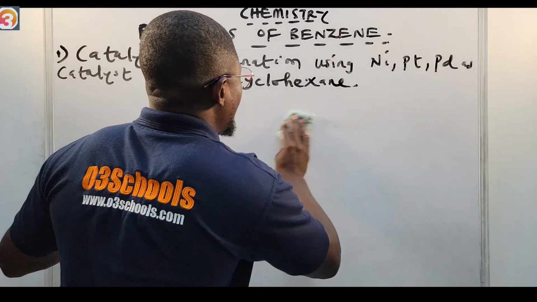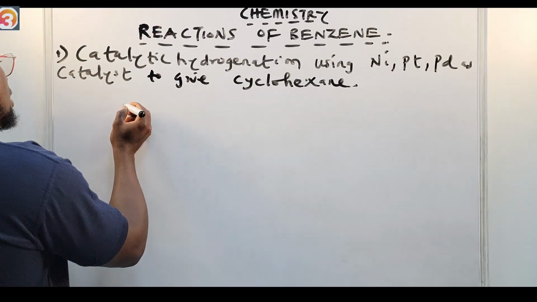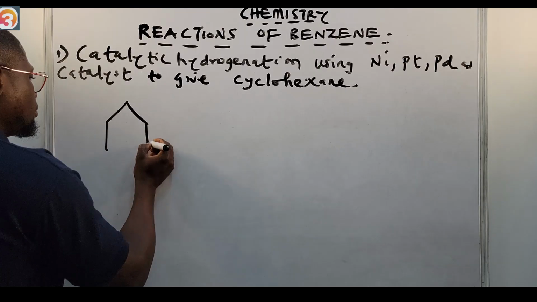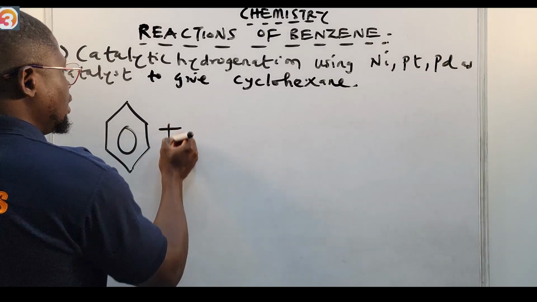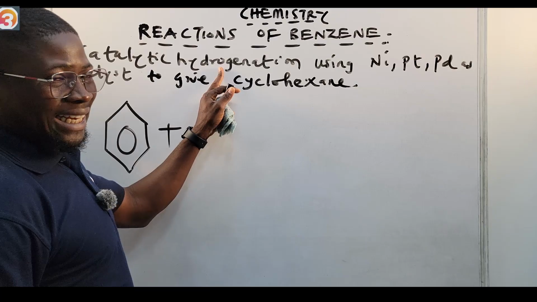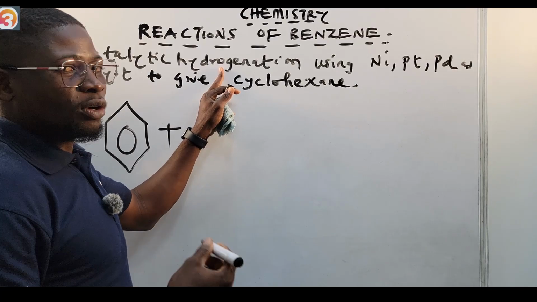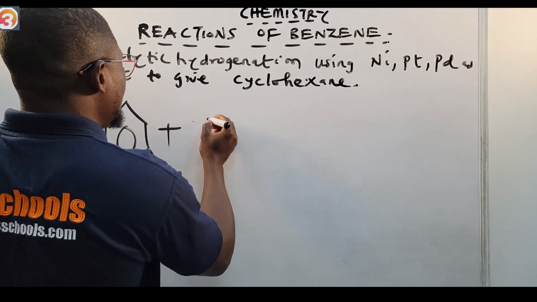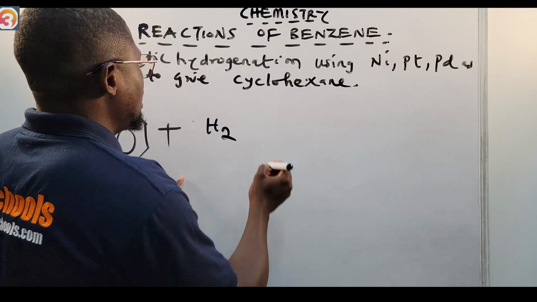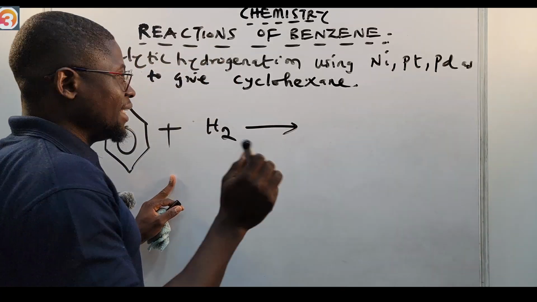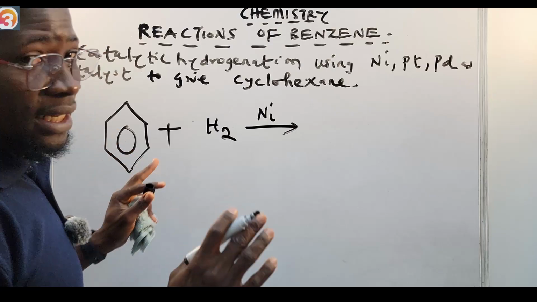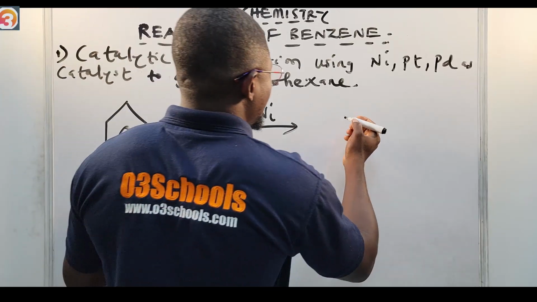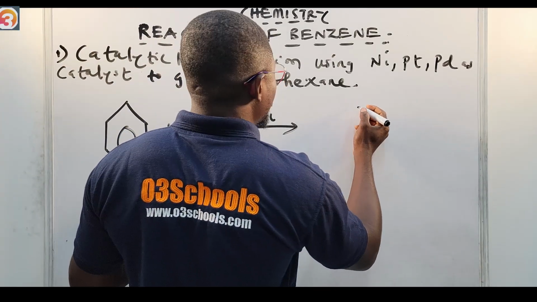If you have your benzene ring, it reacts with hydrogen. It's catalytic hydrogenation, that is, addition of hydrogen. If you react it with hydrogen in the presence of a nickel catalyst, either nickel, platinum, or palladium, it will give us our cyclohexane. This is our cyclohexane.